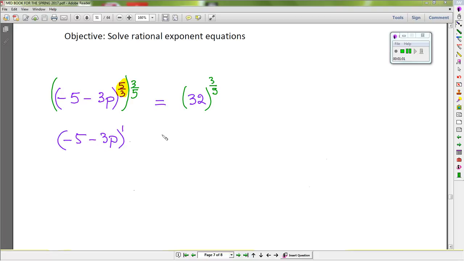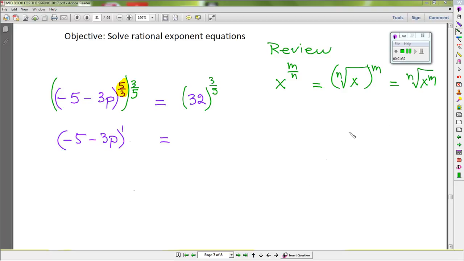You don't have to write it down. I'm just writing so that you can see. It'll be equal. And then on the right hand side, let me just review this concept quickly. If we have a fraction exponent, x to the power m/n, we can write it as a radical with the nth root, or we can write it as the nth root of x to the m. Either way, I'm going to go ahead and use it here.